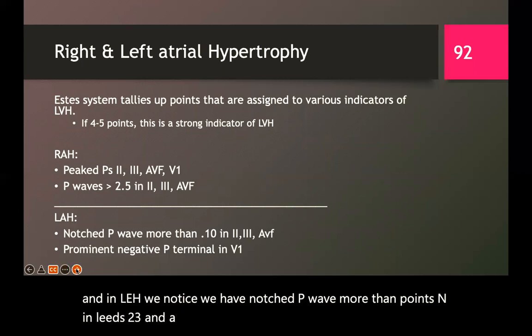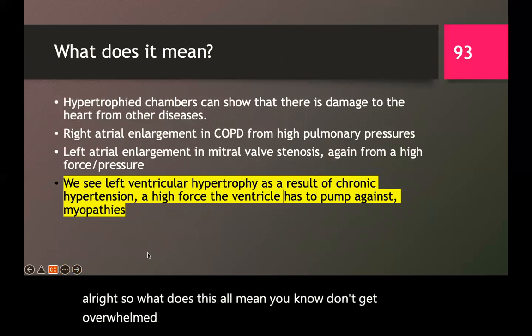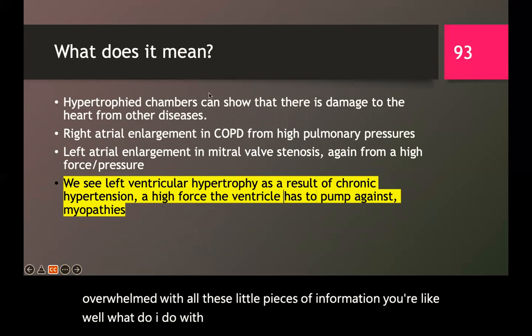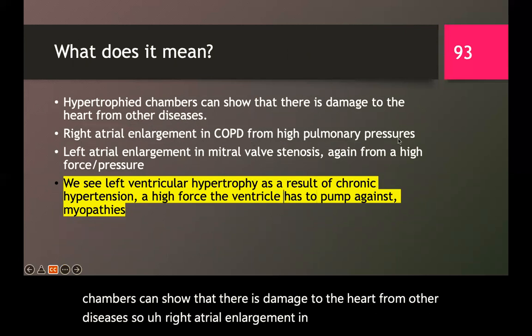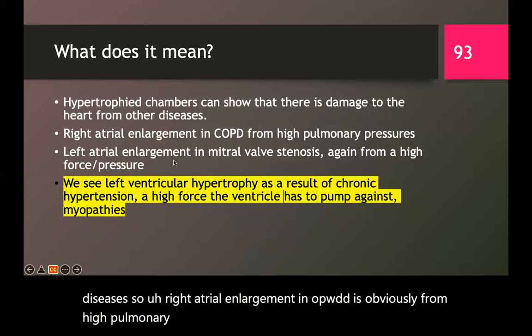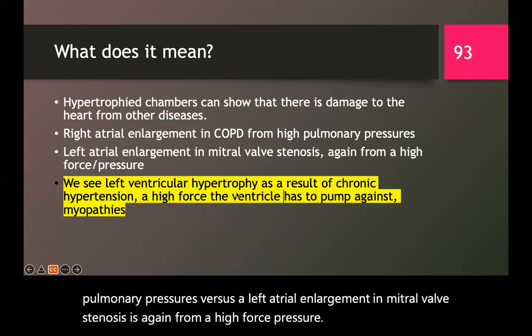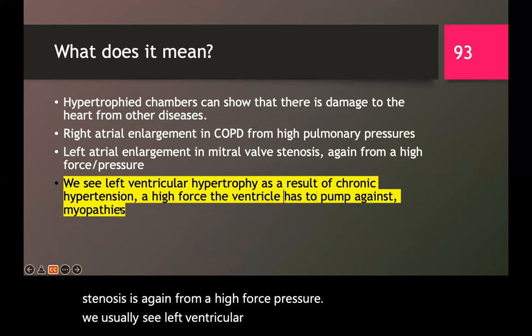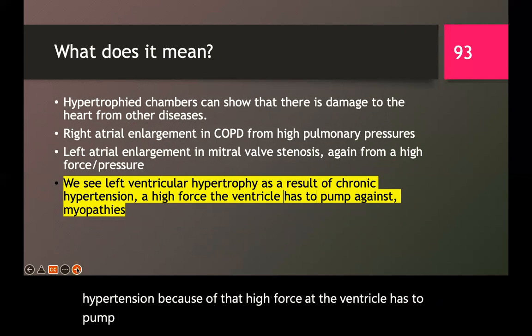So what does this all mean? Don't get overwhelmed with all these little pieces of information. You're wondering, what do I do with all this? Hypertrophy of the chambers can show that there is damage to the heart from other diseases. A right atrial enlargement in COPD is from high pulmonary pressures, versus a left atrial enlargement in mitral valve stenosis, which is again from high pressure. We usually see left ventricular hypertrophy as a result of chronic hypertension, because of the high force the ventricle has to pump against, leading to myopathies.